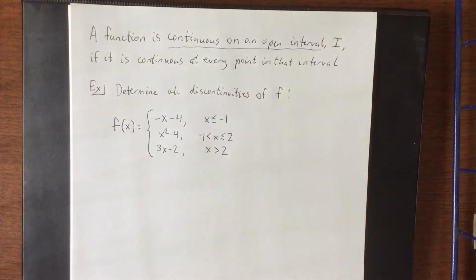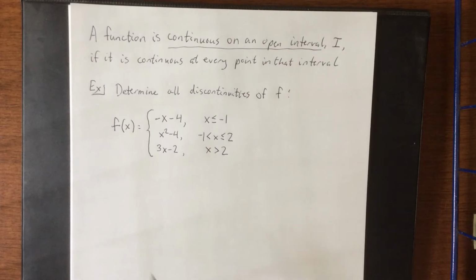Now what that means is that as long as the function has limits that exist and function values that match the limit, that is to say, if we're allowed to use the direct substitution property on it, then we're going to be okay as far as continuity on that interval is concerned.